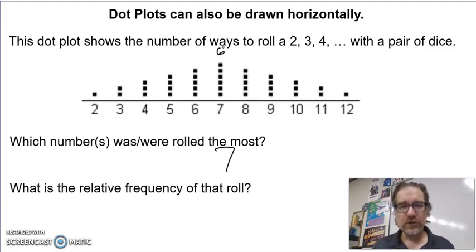7 is my mode. You can also see that 7 is your median because it's your middle data value. Just letting you know, it's the mode and the median. And if we did some math, we'd find out it's also the mean. Kind of cool. So what is the relative frequency of this roll?